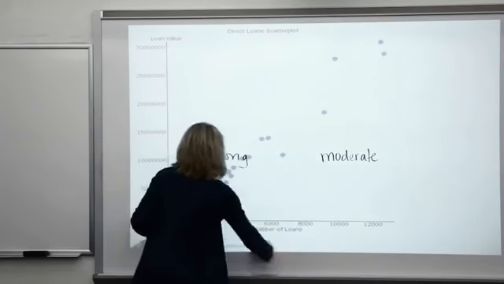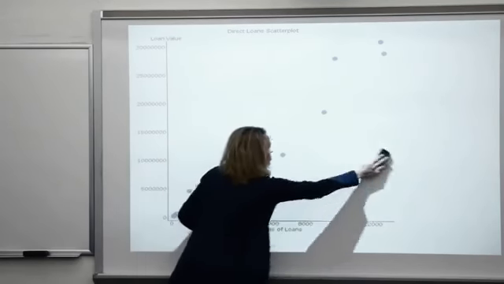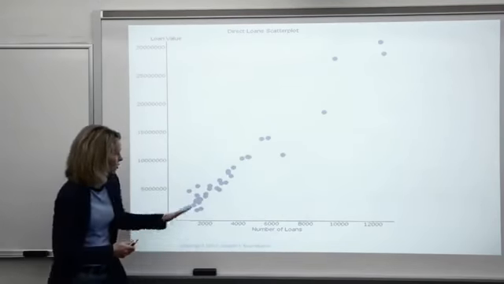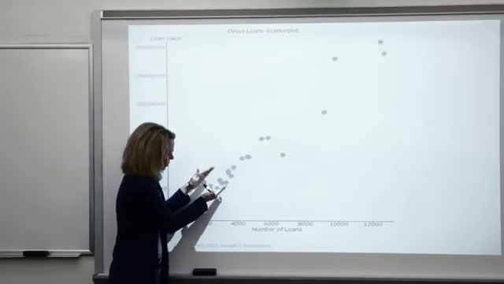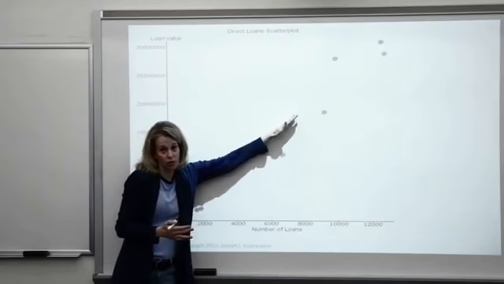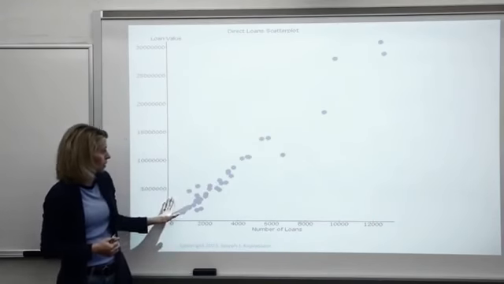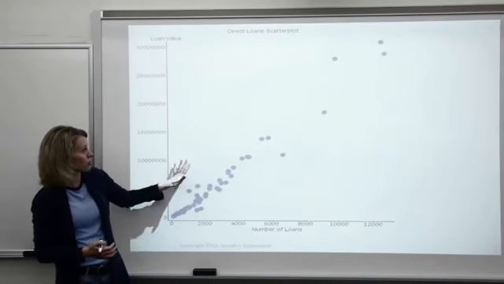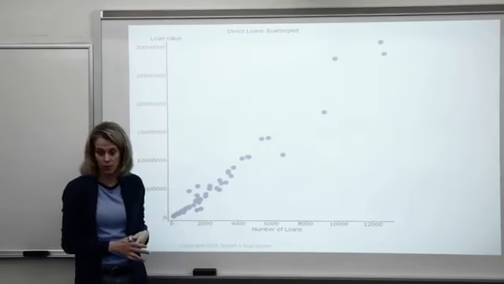So with the direct loan problem, we said we thought this relationship was pretty strong. It looks like if you drew a straight line, there's not a whole lot of scatter to those points. Those points are pretty tight along a straight line here. So this would be an example of a very strong relationship between two variables.